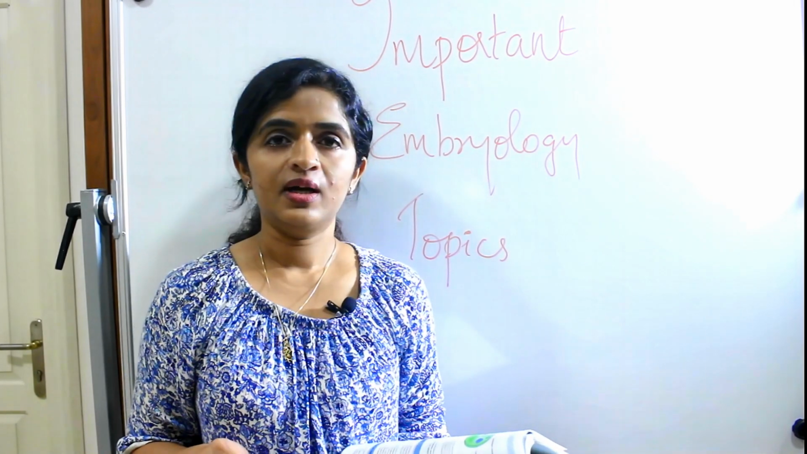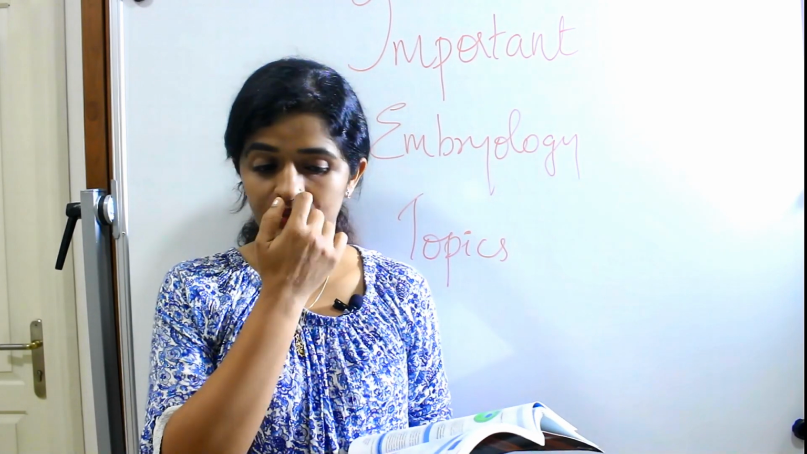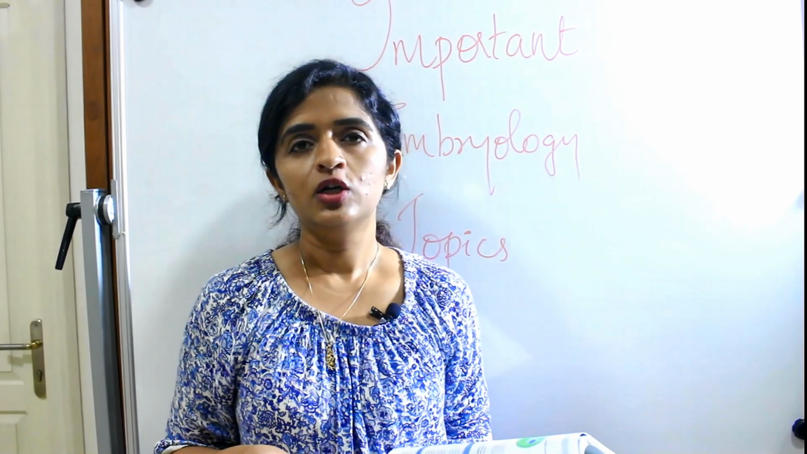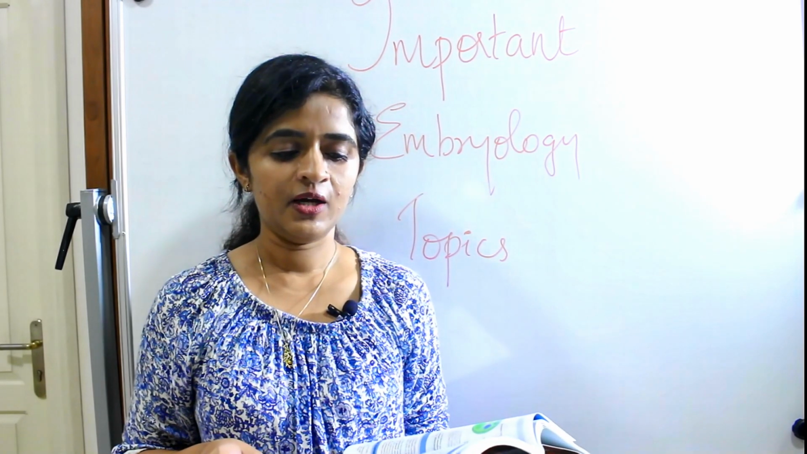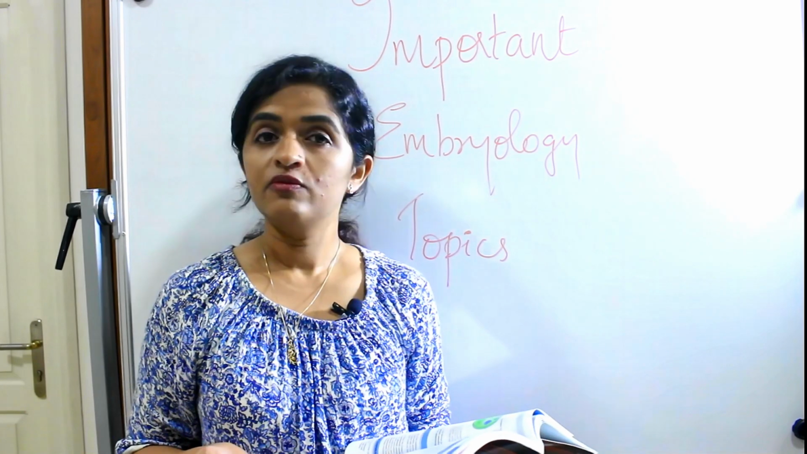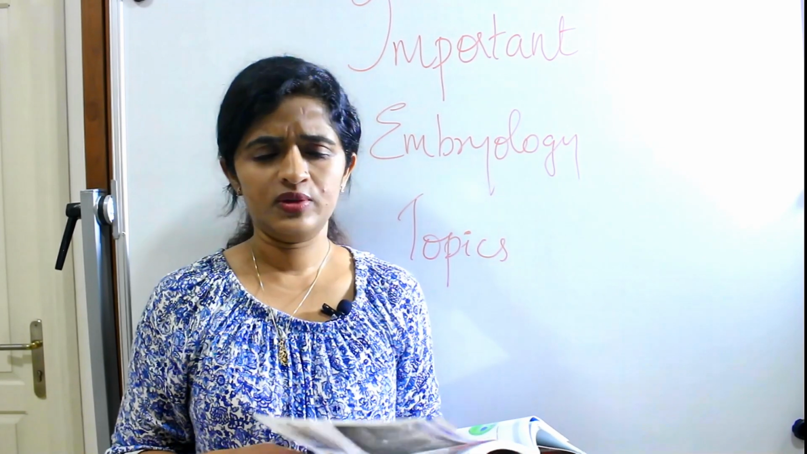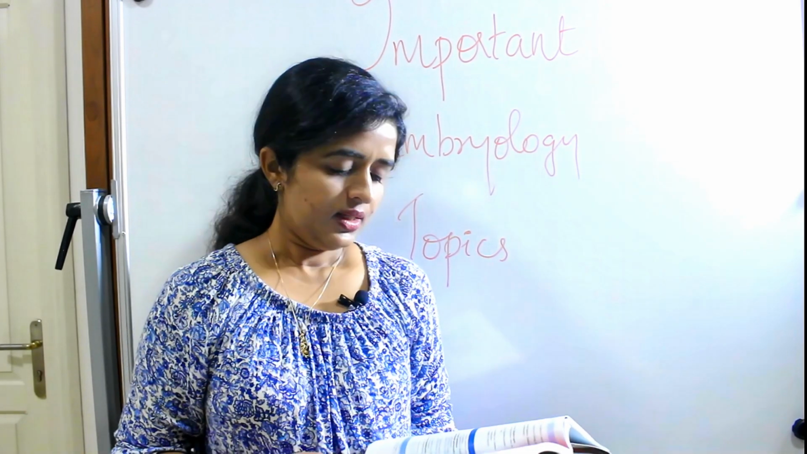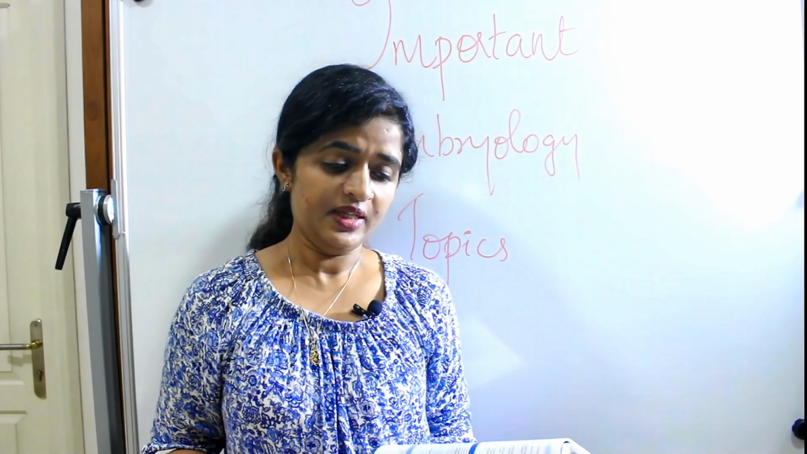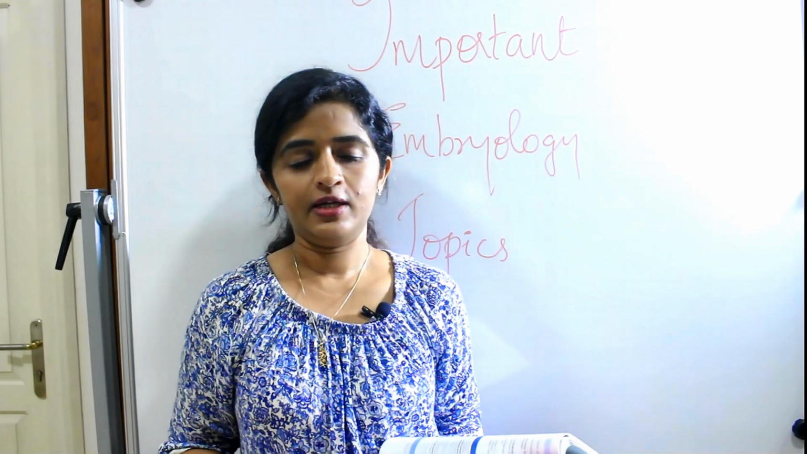In this chapter, apart from development of diaphragm, one of the applied aspects which you have to know is congenital diaphragmatic hernia. Then you need to know about omphalocele. Omphalocele can also be asked as a short note. Then the next chapter is placenta and umbilical cord.